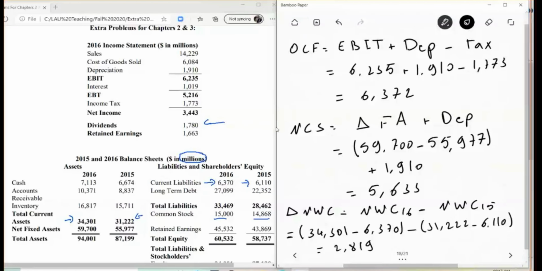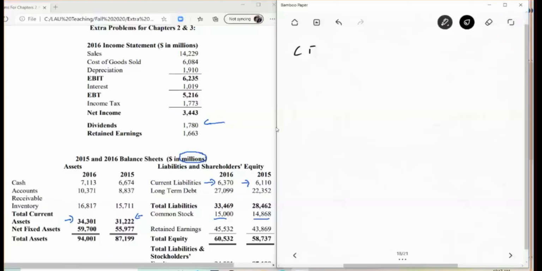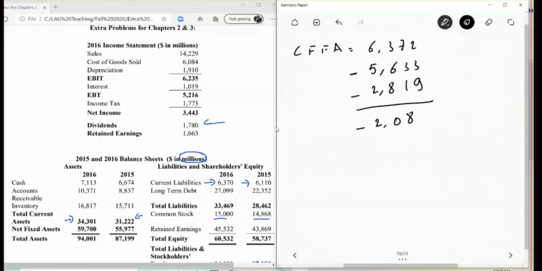Now to compute the cash flow from assets. Cash flow from assets equals operating cash flow, which is 6,372, minus the net capital spending, 5,633, minus the change in net working capital, 2,819, and here I'm getting minus $2 billion.